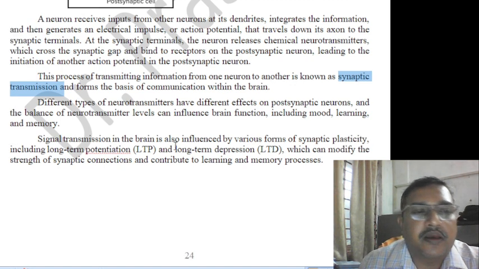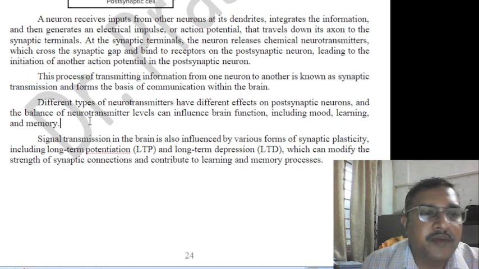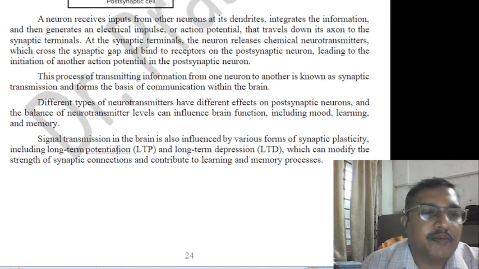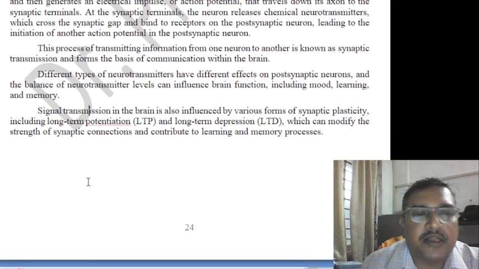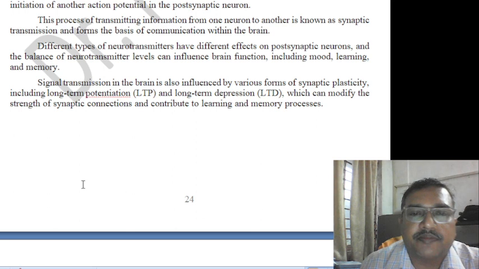Different types of neurotransmitters have different effects on postsynaptic neurons, and the balance of neurotransmitter levels can influence brain function, including mood, learning, and memory. Signal transmission in the brain is also influenced by various forms of synaptic plasticity, including long-term potentiation (LTP) and long-term depression (LTD).